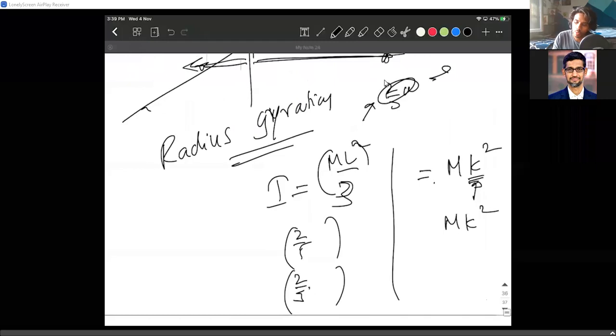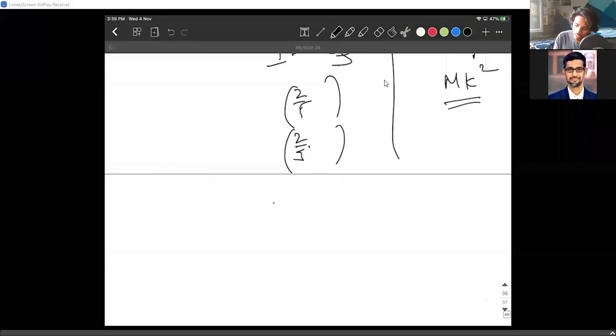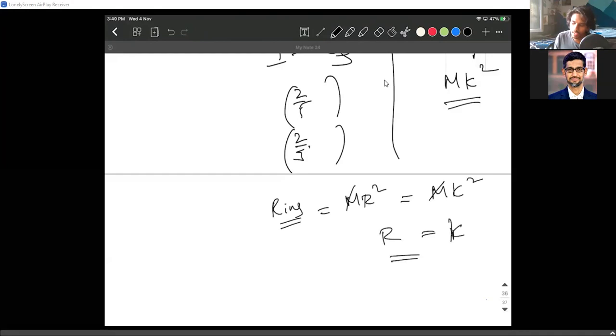And I even told you about radius of gyration. We will get into more ideas about radius of gyration. For now, all you need to do is simply equate it to mk square, and k is the radius of gyration. Let us take an example of a ring. Yesterday, we've already talked about it. For a ring, moment of inertia is mr square, which equals mk square. So k is nothing but r. So in this case, for a ring, the k value is r.